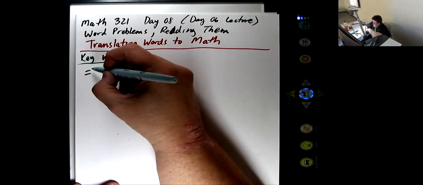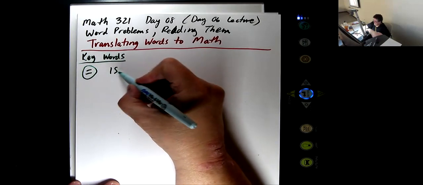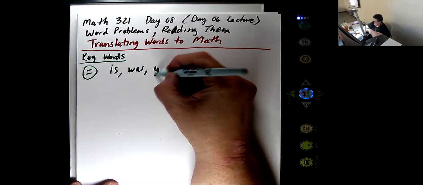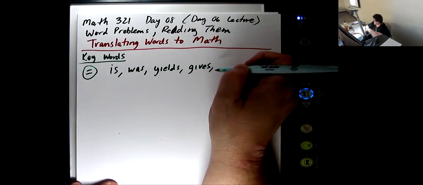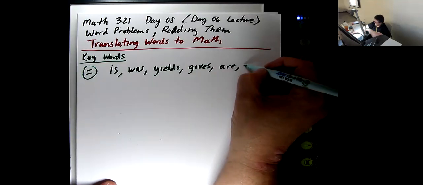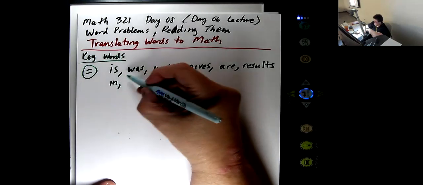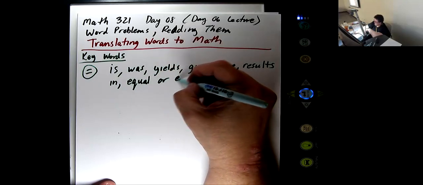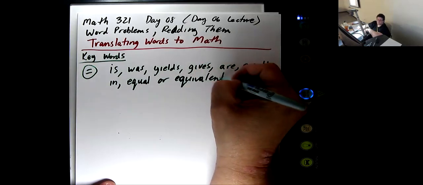Well, we've got the good old equal sign. We'll see things like the word is, was, yields, gives, are, results in. And of course, we might see the word equal, in fact, equal or equals, or something like equivalent. Equivalent is an equal sign as well.